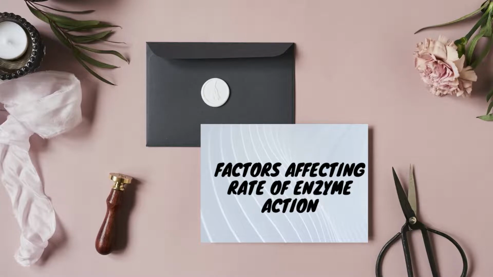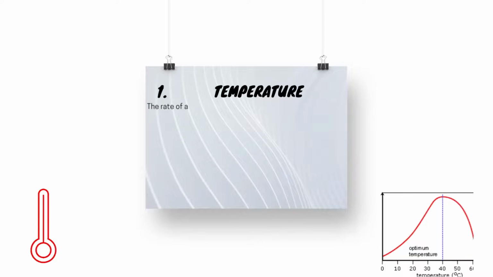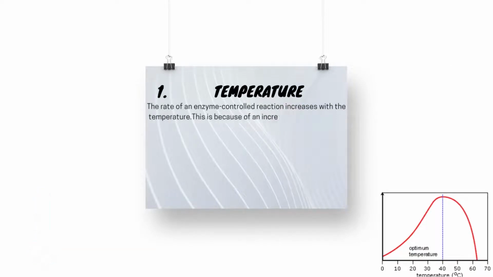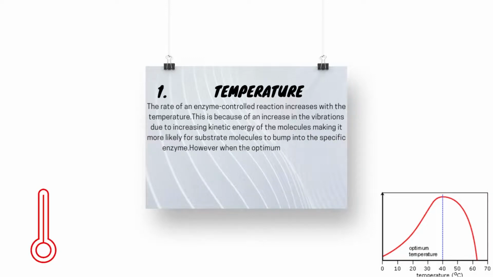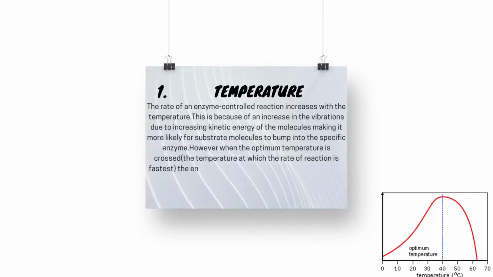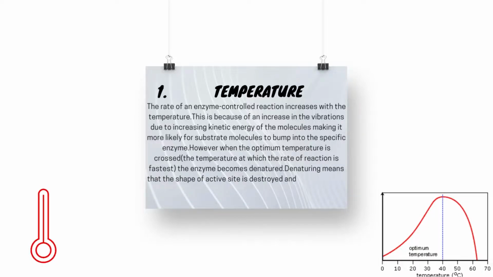When we talk about the activity of enzymes, there are some factors that we need to consider. Temperature. The rate of an enzyme-controlled reaction increases by increasing the temperature. The increase in kinetic energy increases the vibrations, which makes it more likely for enzyme and substrate molecules to bump into each other. However, when the optimum temperature is crossed, which is basically the temperature at which the rate of reaction is fastest, the enzyme becomes denatured. Denaturing means that the shape of the active site is destroyed and so the enzyme can no longer bind with the substrate.